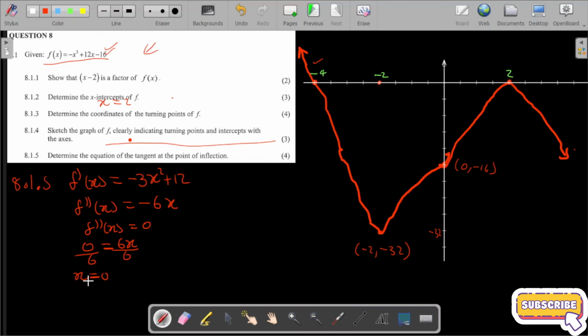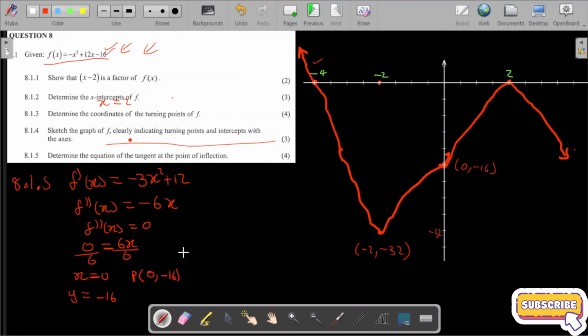Now remember, I have to find a point. So I take this 0 here, put it into the original equation, and then my y is going to be negative 16. Now the inflection point is 0 mapped to negative 16. The tangent that I'm talking about here is going to be passing through this inflection point.